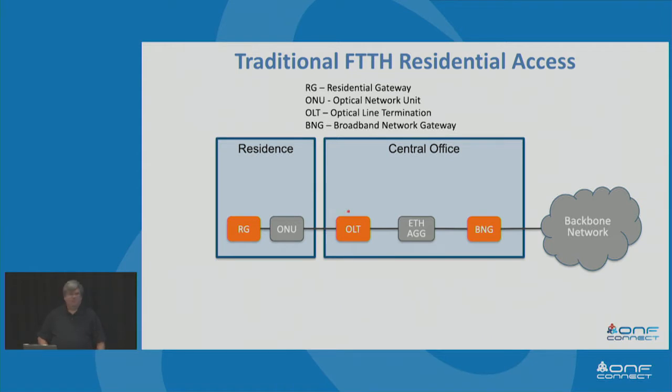Inside of the central office, you have an optical line termination that takes the optical network and puts it back into Ethernet, also doing typically a bunch of processing on the packets. You'll have an aggregation switch, which may aggregate multiple OLTs' traffic, and then it puts it out on a broadband network gateway, and the broadband network gateway will put those packets out on the internet. And of course, the reverse just flows in the opposite direction.